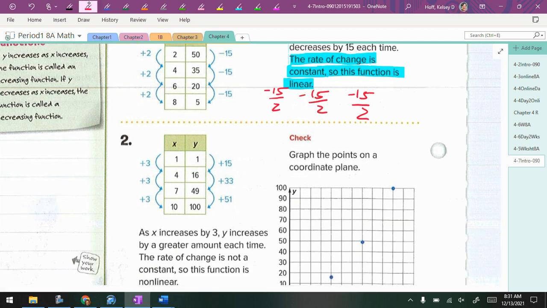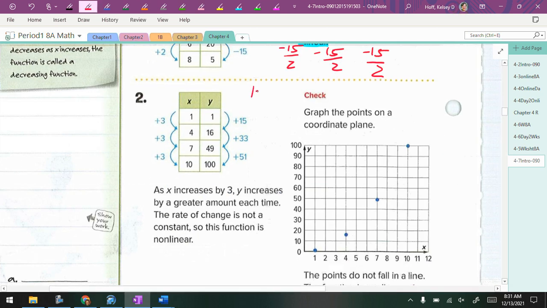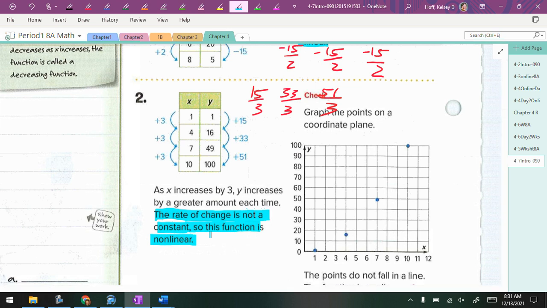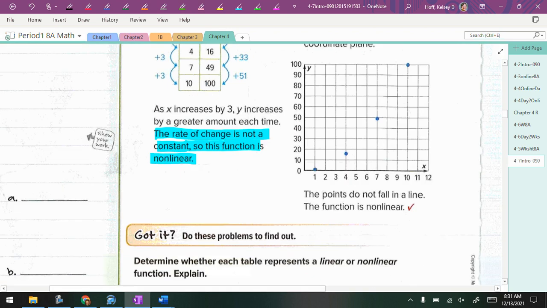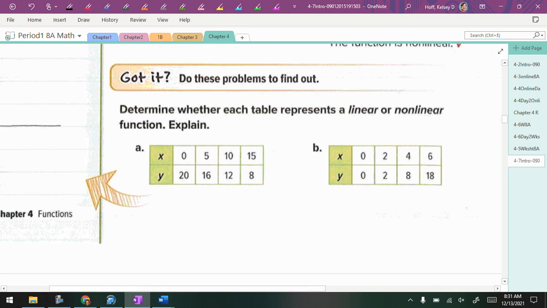Then on number 2, you would have said 15 over 3, 33 over 3, and 51 over 3, which are not constant. They're not the same. The rate of change is not constant, so it is nonlinear. We're doing swoops again. How many times have we done swoops in a table? A lot. That's why I think you'll go through this really quick today. All right, let's go down to the bottom and do got it A together.